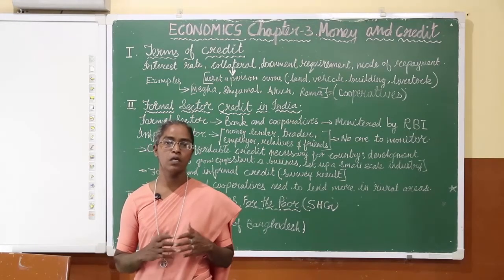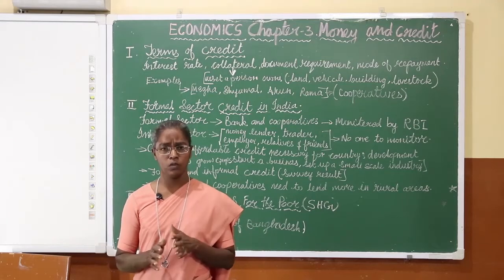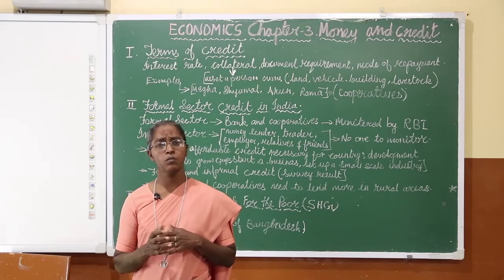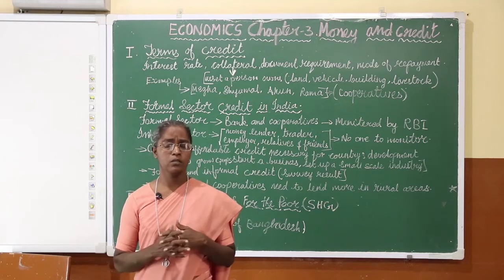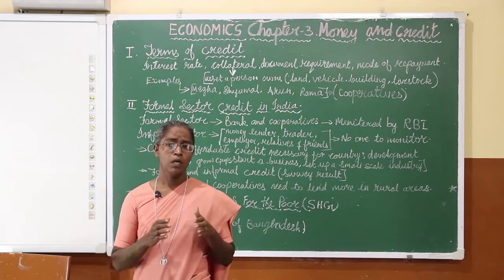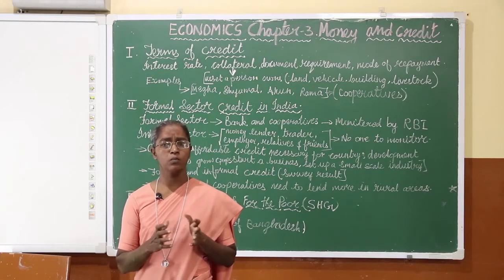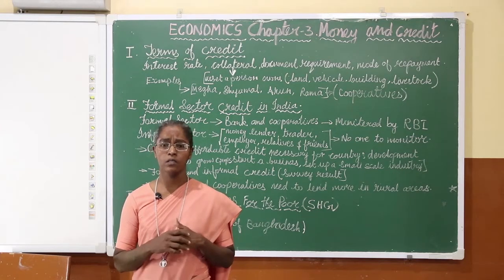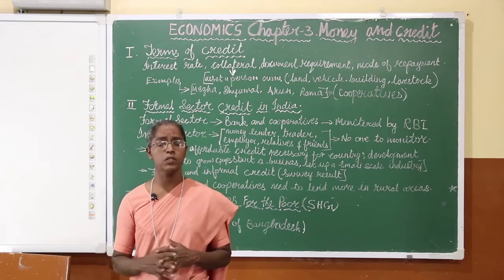Women come together and form a small group of about 20 to 25 members. Now, what do these 20 to 25 members do? They meet regularly and they save money regularly. Now, it may be from 25 rupees or 100 rupees. They collect monthly or weekly, and this amount is used to help the members in the group.